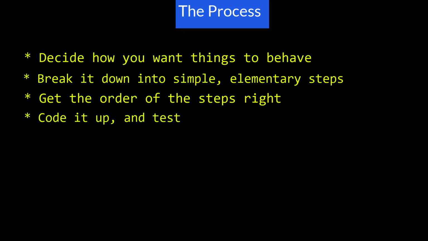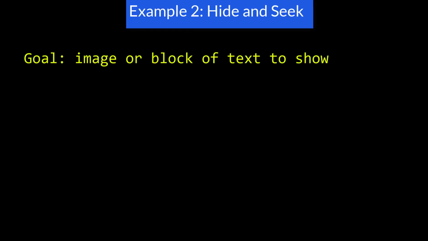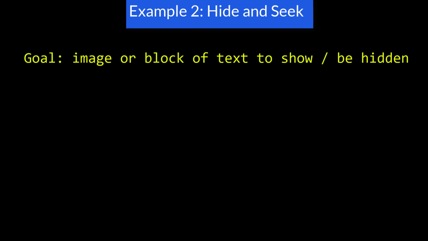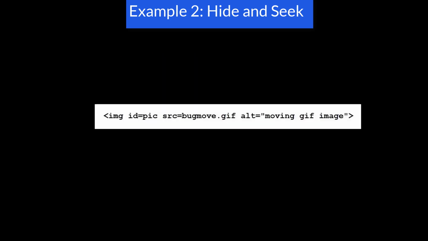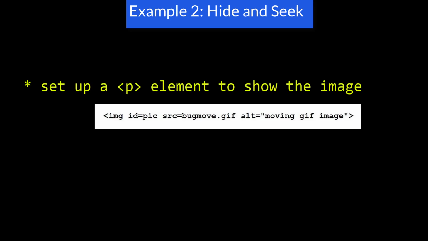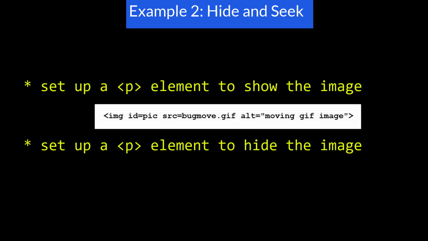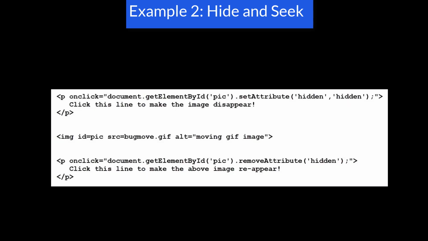Let's look at another example. Sometimes you want an image or block of text to show, while at other times you may want it to be hidden. Let's give that a try. Set up an image element and a couple of paragraphs that could be clicked to show or hide the image. So first, we'll put in an image. Image ID equals pic, source equals bugmove.gif, alt equals moving GIF image. Then we can add one paragraph to set the hidden attribute and another to remove it. Since hidden is a Boolean, to do the set, we simply code hidden for both inputs to the setAttribute method. The result might look like this.